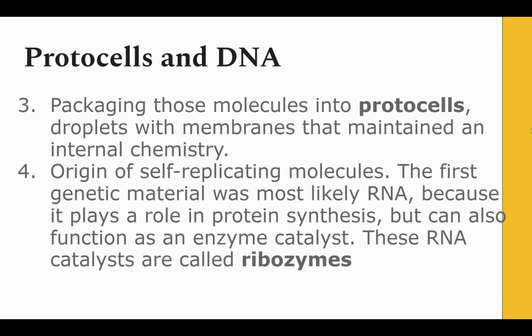And then finally, we need self-replicating molecules. So how can life persist if it cannot reproduce? One of the main characteristics of life is that it is able to reproduce. So our first genetic material was most likely RNA because it has a couple different uses. RNAs come in handy a lot. We talked a little bit about enzyme catalysts, versions of RNAs called ribozymes, but they also have a role in protein synthesis. Just highlighting that.